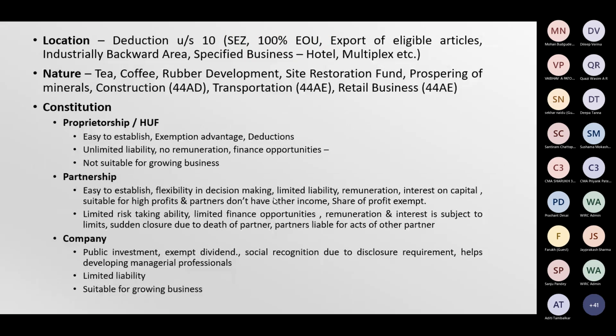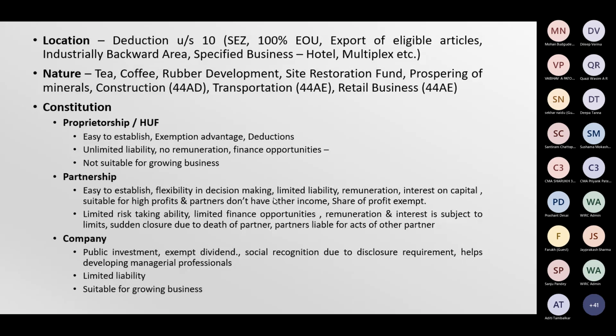Now, again, coming back to the new client, there are 2-3 points that you should understand, and 2-3 points wherein you can add value for the client. The first one is the location of the undertaking. We'll see in the subsequent part of our presentation that there are certain location-specific exemptions. For example, if the undertaking is in an SEZ or a 100% EOU, then you get certain exemptions. Or if the undertaking is in an industrially backward area, then there are certain exemptions available. Of course, we'll have a detailed discussion on that.